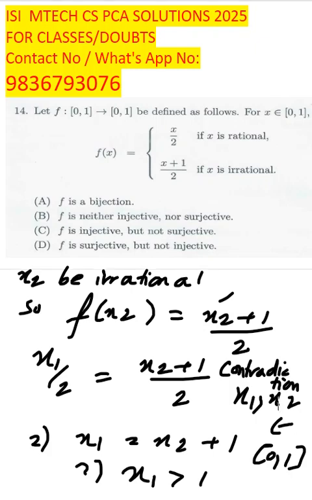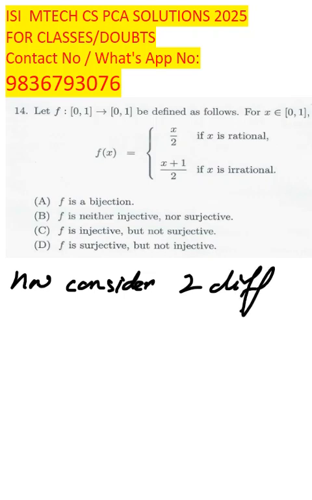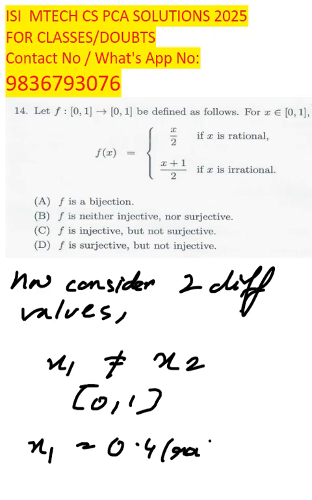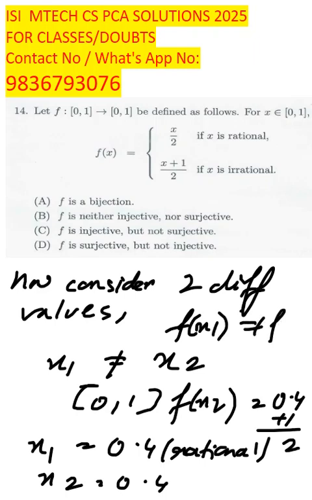But now consider two different values. So x1 is not equal to x2. So both in (0, 1), we can say x1 is equal to 0.4, that is rational, and x2 is equal to 0.4, that is irrational. So f(x2) will be 0.4 plus 1 by 2. So f(x1) is not equal to f(x2). So then, is the function injective overall?